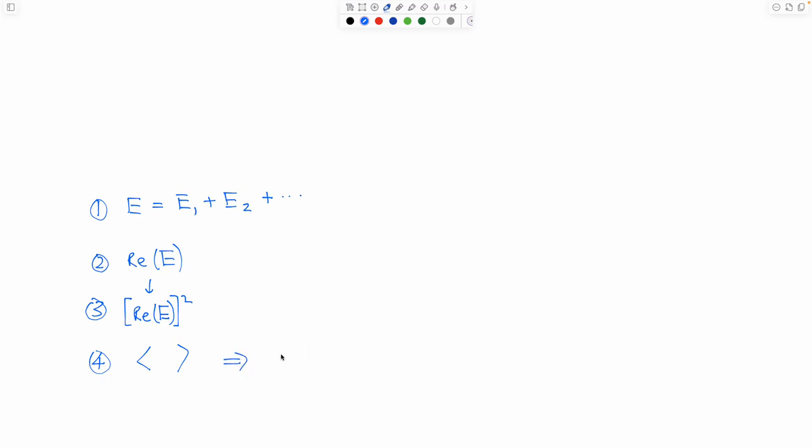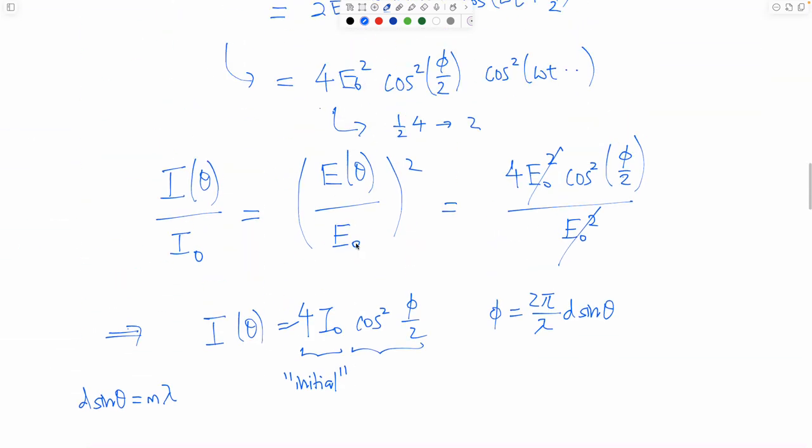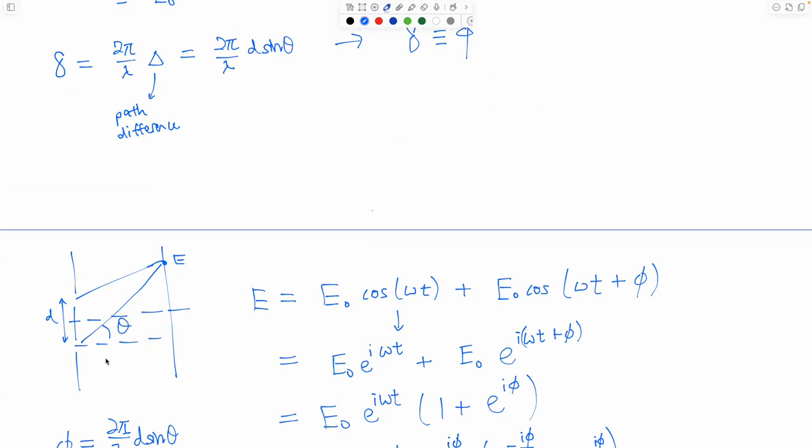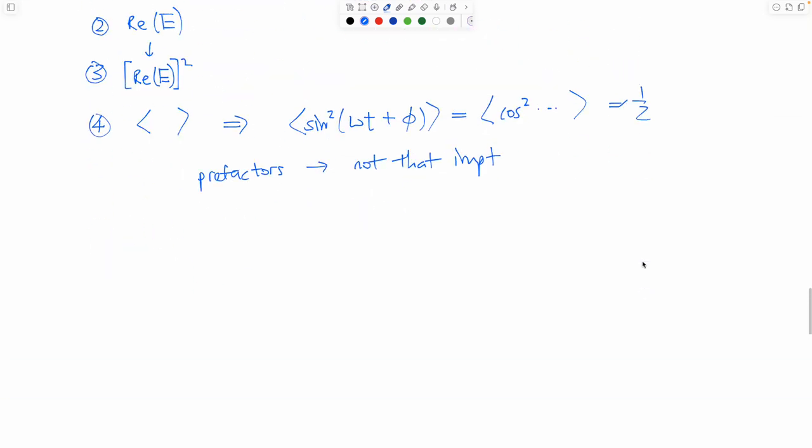Most importantly, the time averaging of sine squared of omega t plus whatever constant phi equals the time averaging of cosine squared, and this will give you half. So the prefactors are perhaps not that important. You can still figure out what the exact prefactor should be, but you need to remember to consider not only that the maximum is 2 E naught, but also that when you time average, a half is introduced. Personally, I think the prefactor is not that important.